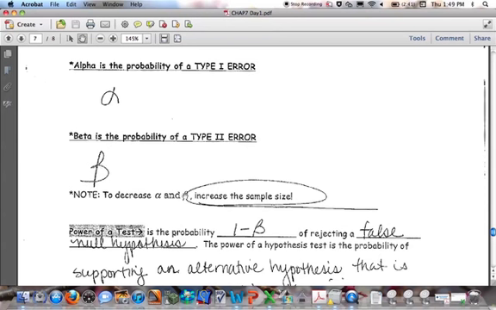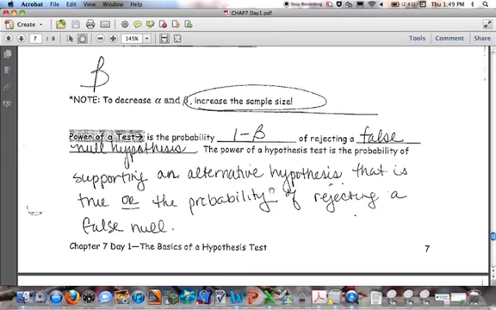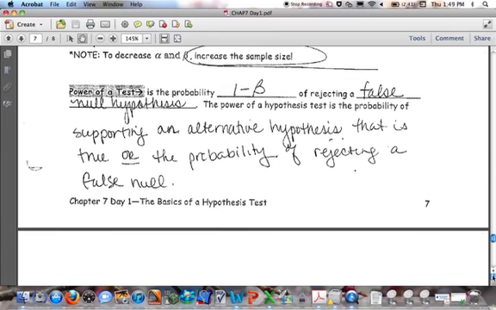To decrease your alpha and beta, you'd have to increase your sample size. There's also something called the power of a test. It's related to the type 2 error. It's just the probability, 1 minus beta, of rejecting a false null hypothesis. So I like to think of it as how good your test is at rejecting a false null, or how good it is at figuring out the right thing to do.